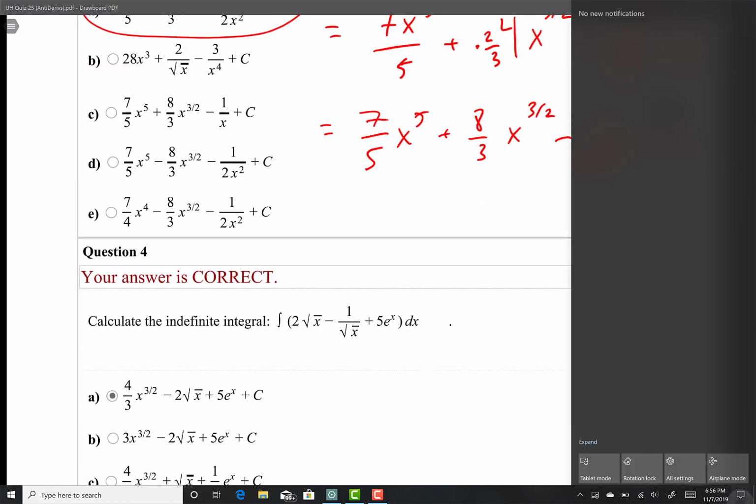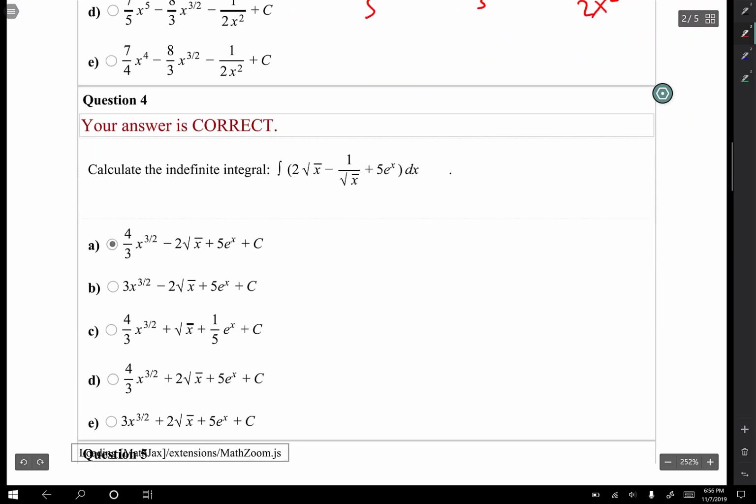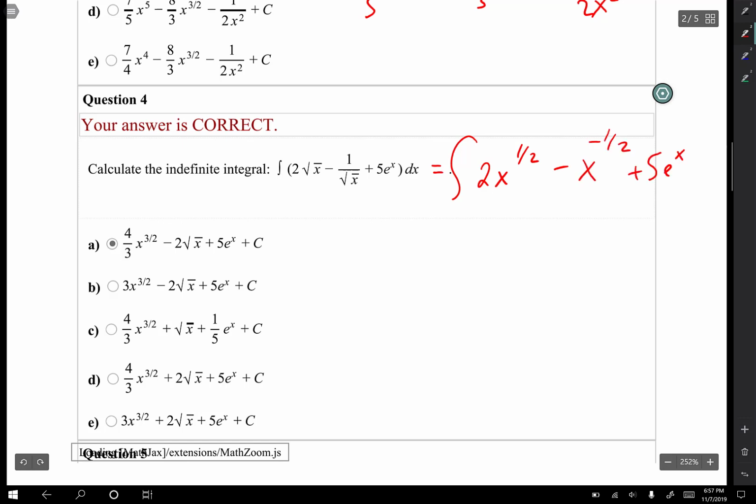Let me put this in tablet mode. Again, we're doing the same thing, guys. Integral of 2x to the half minus, I'm going to bring this x to the half up, x to the negative half plus 5e to the x, and then with the dx on the side. So here we go. Antiderivative of this guy, 2x to the 3 halves divided by 3 halves, which is the same thing as multiplying by 2/3. So there it is. Minus x to the negative 1 half plus 1 is x to the half, and divided by half, which is a 2.